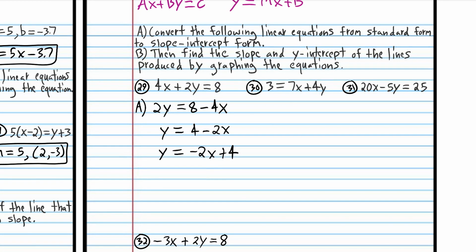So that was part A of that problem. Now part B, we have to identify the slope and the y-intercept. Because this is in slope-intercept form, we can see the slope. The slope is negative 2, the number next to the x. And the y-intercept is 4.